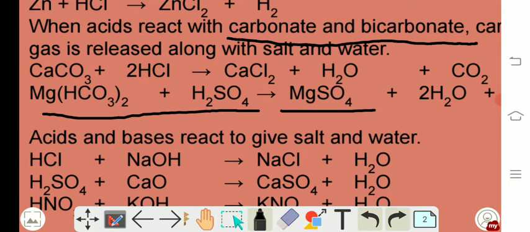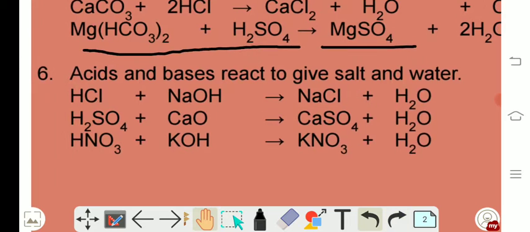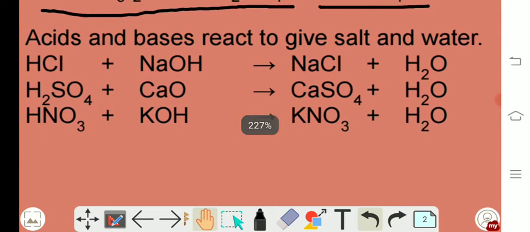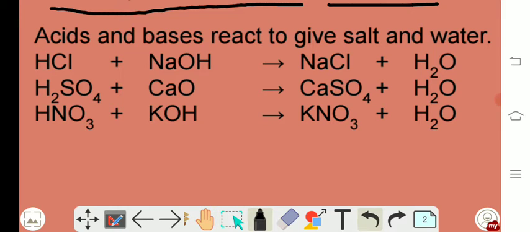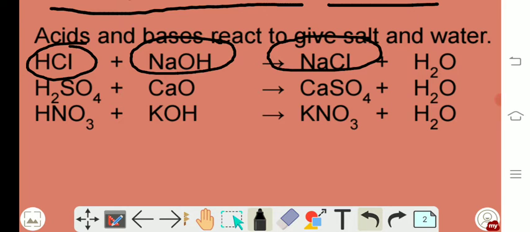Now our next chemical property of acid. You have to be very clear on these things. Acids and bases react to give salt and water. This is the easiest and most frequently asked in the exam. For example, what happens when hydrochloric acid and sodium hydroxide react? It gives salt like NaCl, sodium chloride, and water.